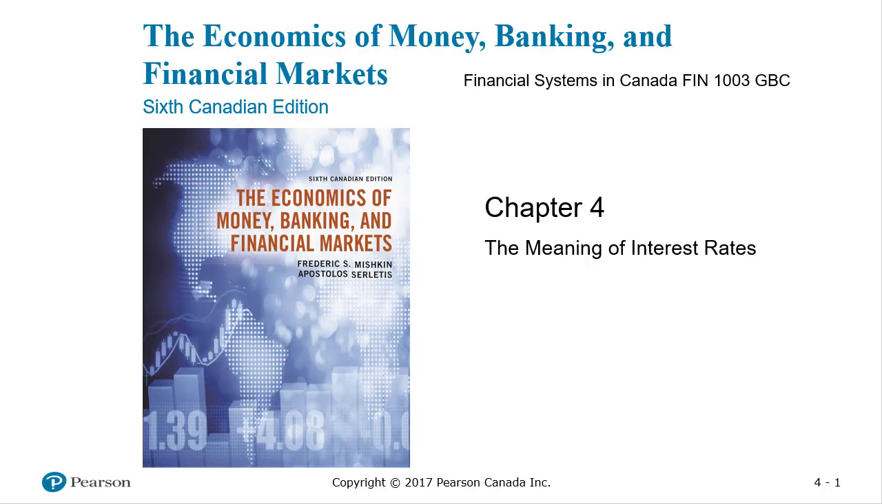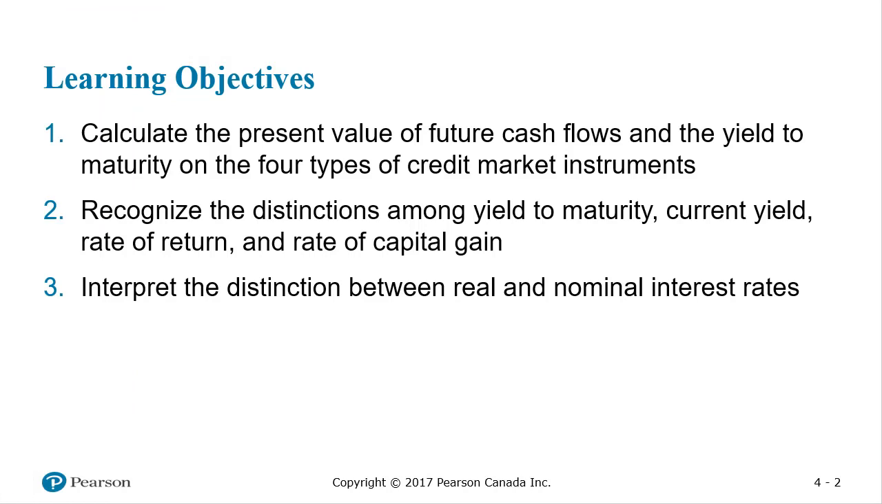This video is for Financial Systems in Canada, FIN 1003 GBC, and today we're looking at Chapter 4, the meaning of interest rates. Learning objectives for this chapter: 1. Calculate the present value of future cash flows and the yield to maturity on the 4 types of credit market instruments. 2. Recognize the distinctions among yield to maturity, current yield, rate of return, and rate of capital gain. And finally, 3. Interpret the distinction between real and nominal interest rates.